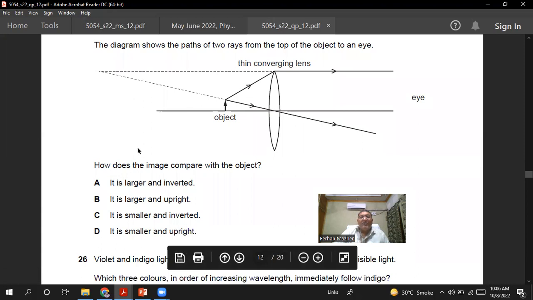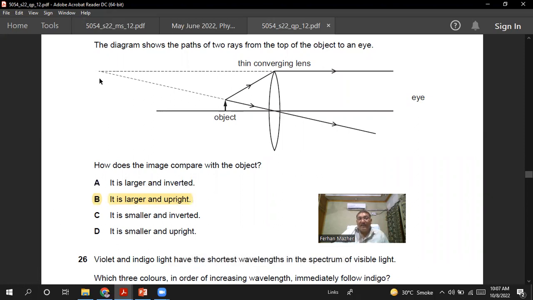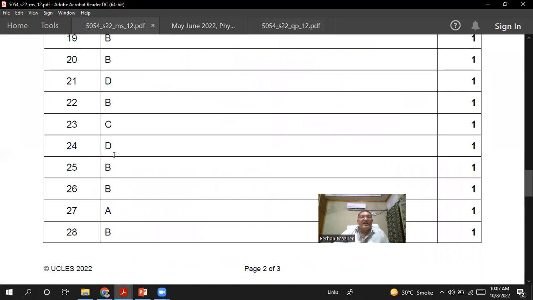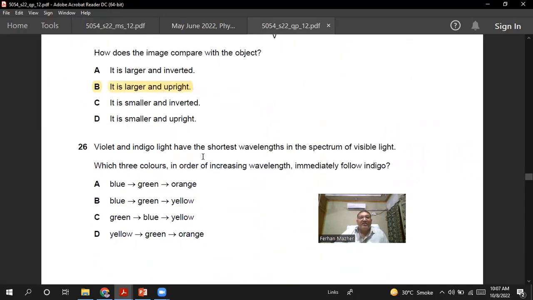So how does the image compare with the object? It is larger and inverted. Inverted is wrong. It is larger and upright. Yes, this sentence is perfect. It is smaller and inverted. No, it is smaller and upright. No, it is larger. The image formed here is here, where these two lines intersected each other. So I think question number 25, B is the right option, sir.